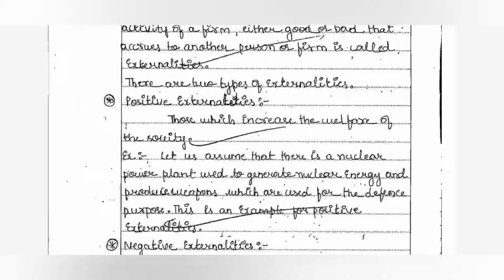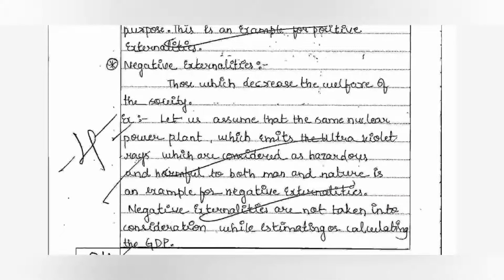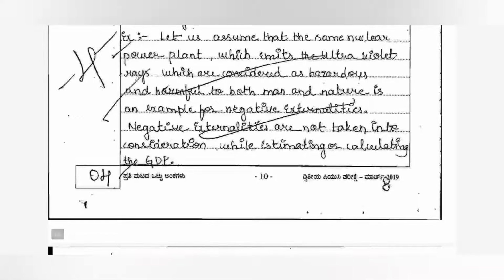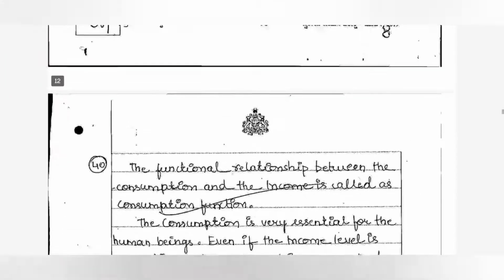An example of positive externality is nuclear power energy. In that we can make weapons and it will help in defense. That is positive externality. Negative externality means the ultraviolet radiation produced in atomic nuclear energy is very hazardous to people and nature. So this is negative externality, and to calculate GDP they don't take negative externalities into account.